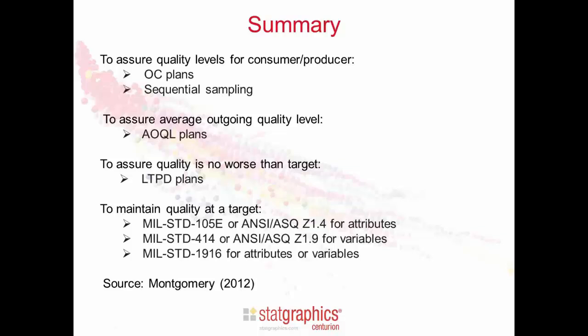So depending upon what my major goal was, am I looking at a single lot? Am I looking at a whole continuous set of lots or batches? I could use one or the other of these acceptance sampling plans.